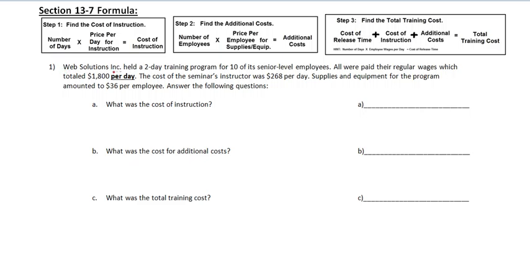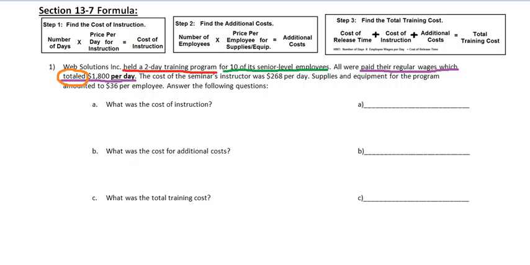Web Solutions Incorporated held a 2-day training program for 10 of its senior level employees. All were paid, and this is kind of important, all were paid their regular wages, which totaled $1,800 per day. Now, I do really want to draw your attention to two words here. Totaled. So that means all 10 of those employees earn $1,800 each and every day.